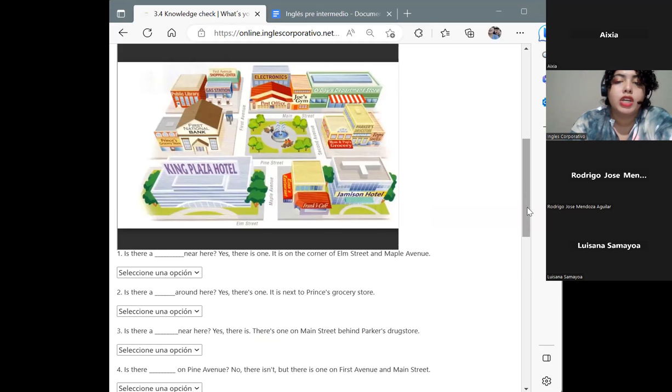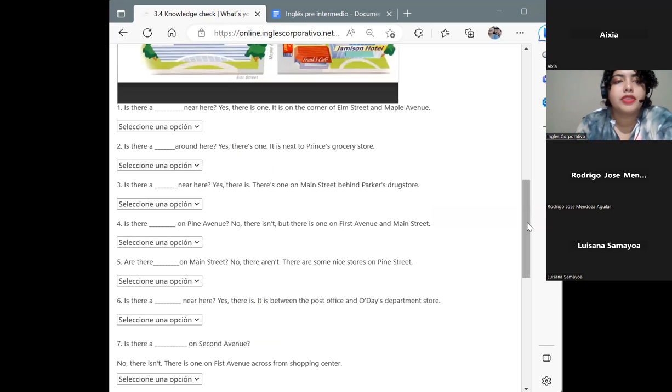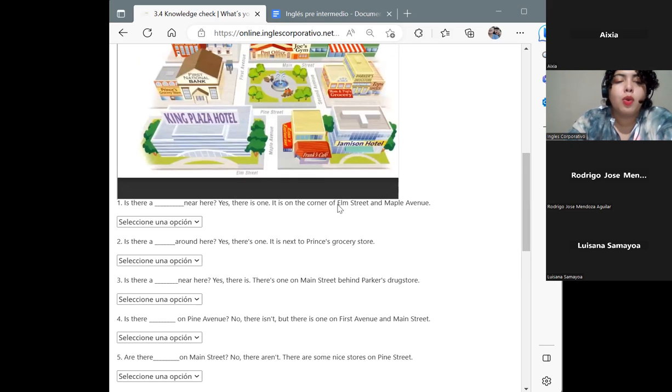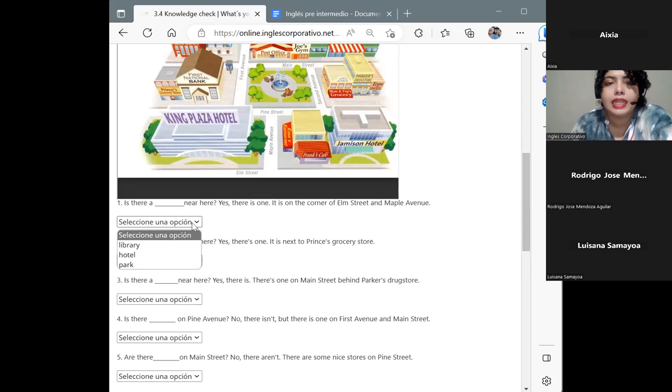So in number one, is there a ___ near here? Yes, there is one. It is on the corner of Elm Street and Maple Avenue. What is that place? ¿Qué es lo que está diciendo que está en la esquina de Elm Street y Maple Avenue? A library, a hotel, or a park? Hotel. A hotel, very good.